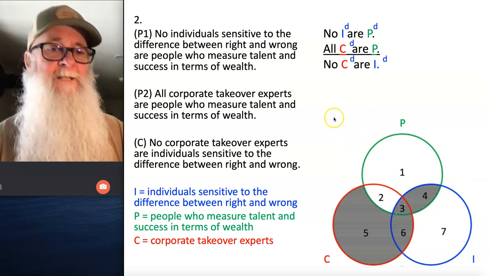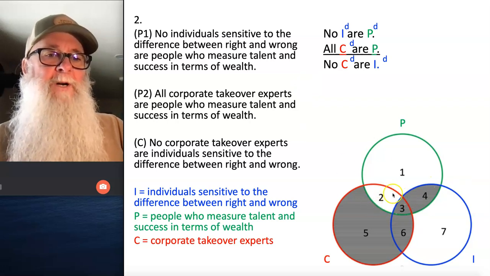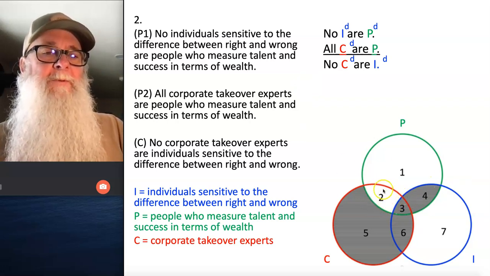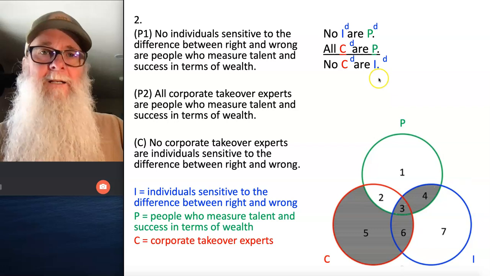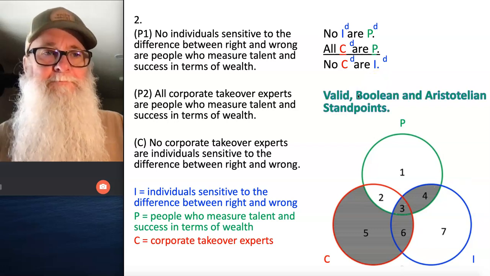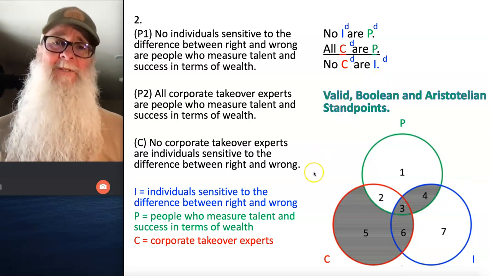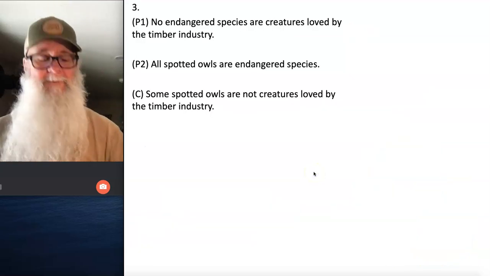Yeah, it does, because look at our C circle. After marking the 2 premises, area 2 is the only area where any C can be. And any C that are in area 2 are outside the I circle. And that's exactly what the conclusion claims. So this argument is valid from both the Aristotelian and Boolean standpoints.